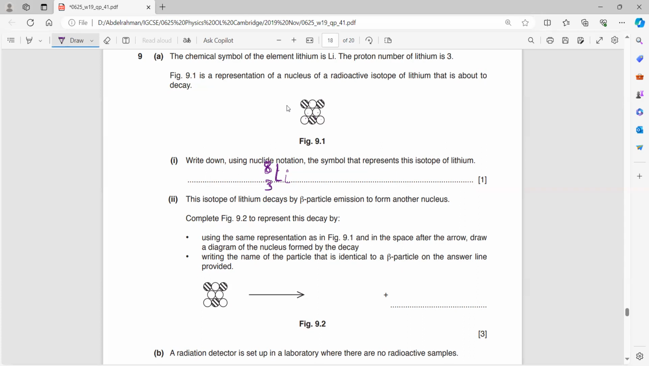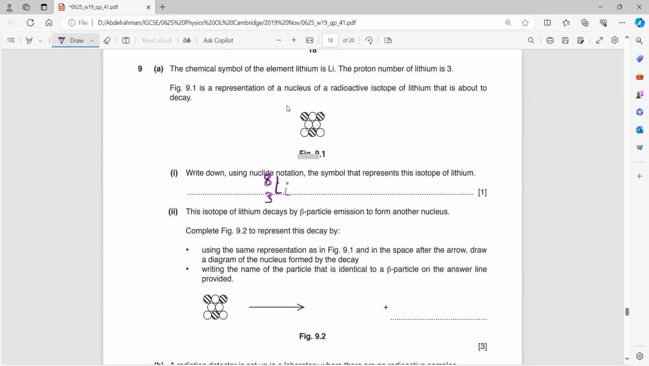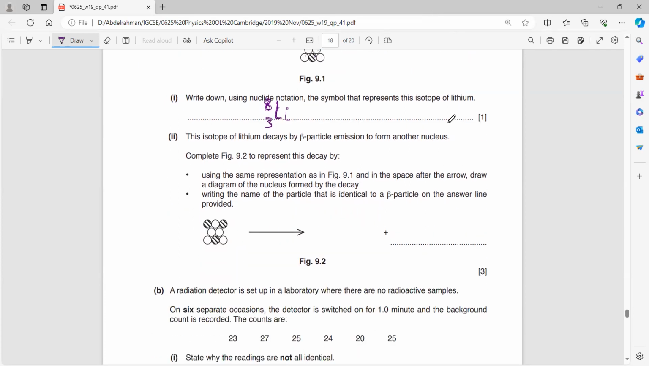The one with the stripes is always the proton. No, let me tell you why. How did I know that these are protons? It told me the proton number is 3. So here I counted 3 of what? 3 protons. So the other thing is neutrons, right? Nice. Now complete figure 9.2 to represent this decay.